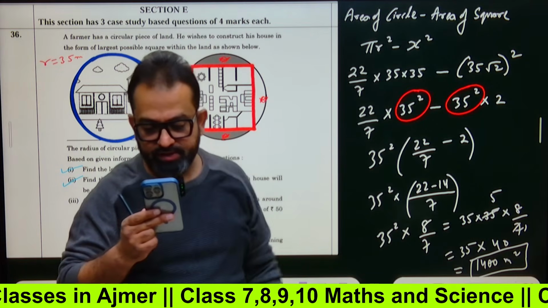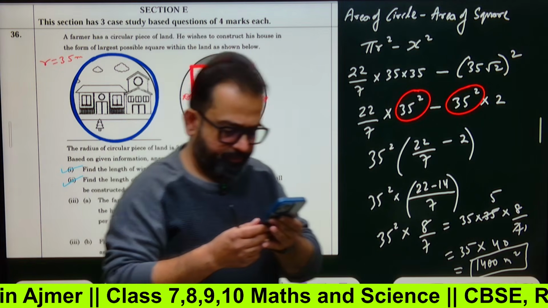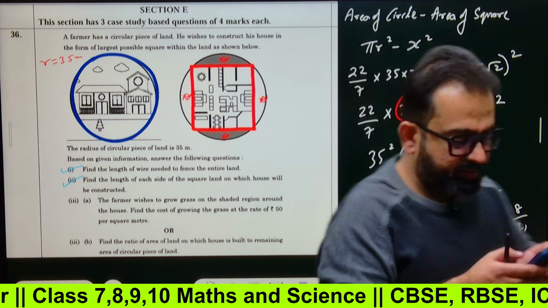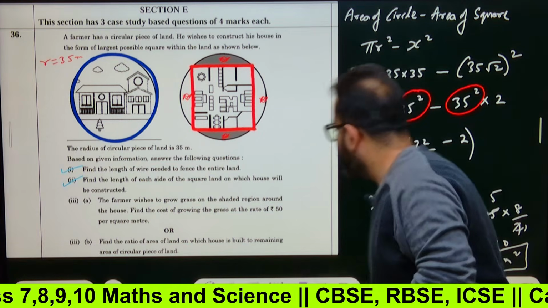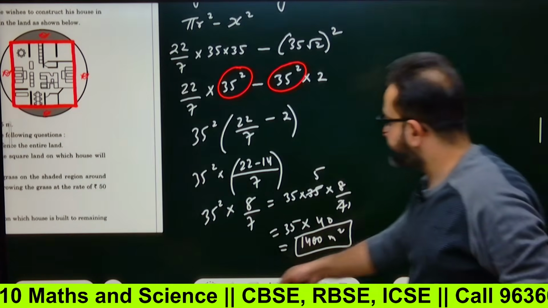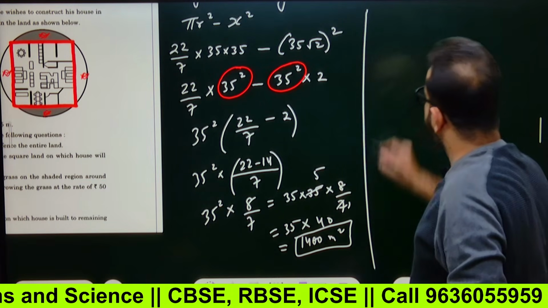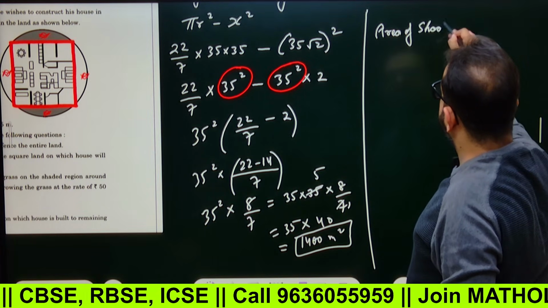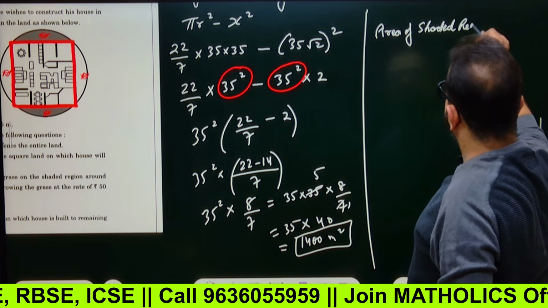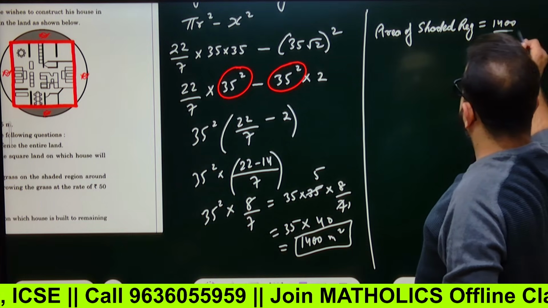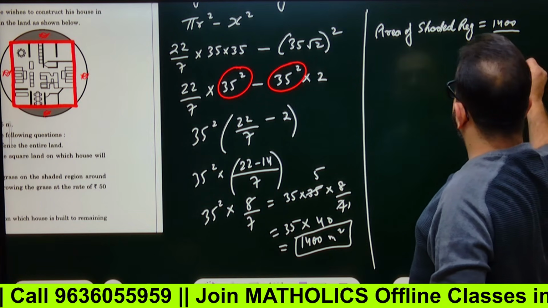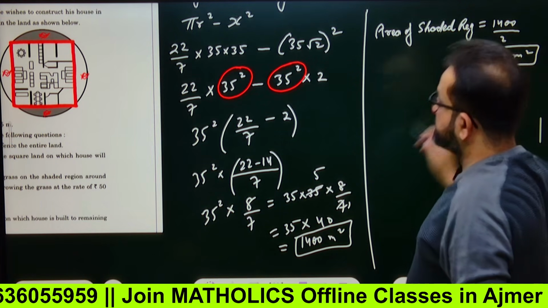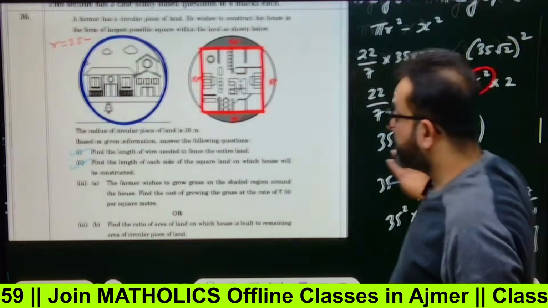Got this or no? Yes, sir. Tell me. Come on. So we'll write area of shaded region will be equals to 1400 divided by 2, that is 700 meters square. So this is the required data. Now what was asked?